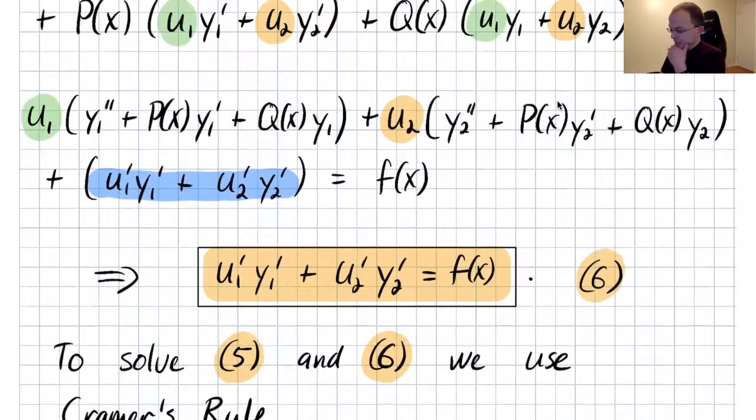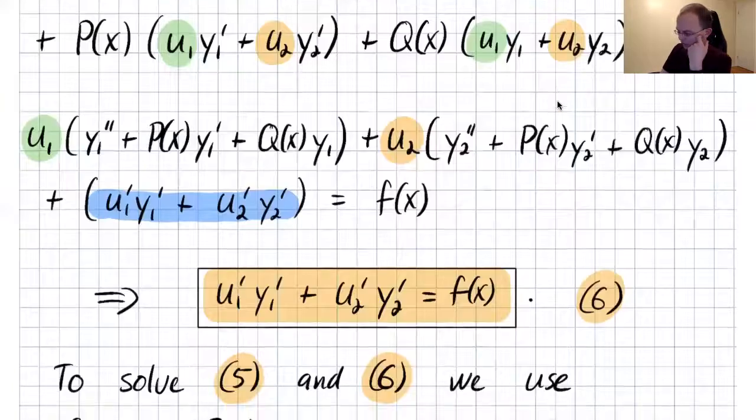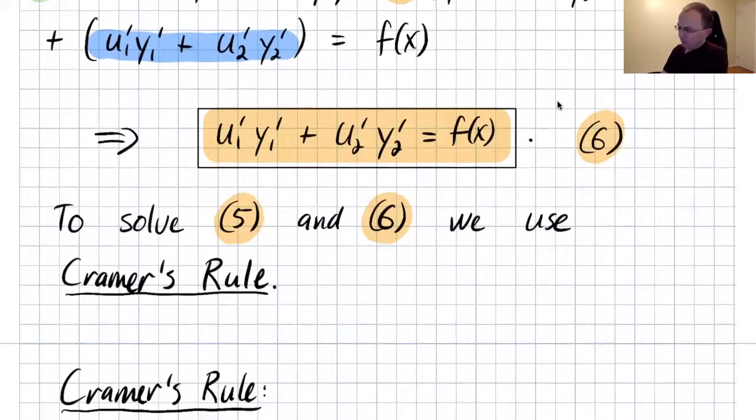So now we have these two equations, equation 6 and equation 5. They're both very simple equations. One involves U1 prime and U2 prime, and there's another equation involving U1 prime and U2 prime. So we have two equations and two unknowns, and we can solve them. The trick we use to solve these equations is something called Cramer's rule, a very useful technique for quickly solving 2x2 linear systems.